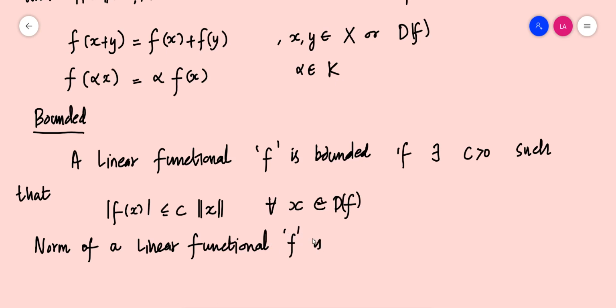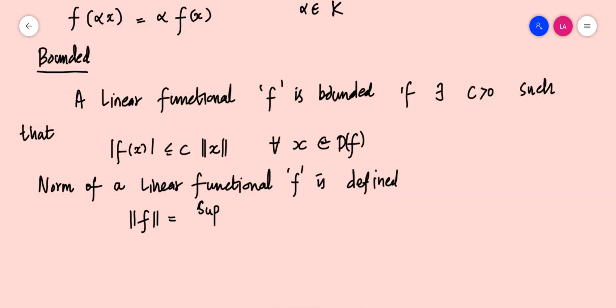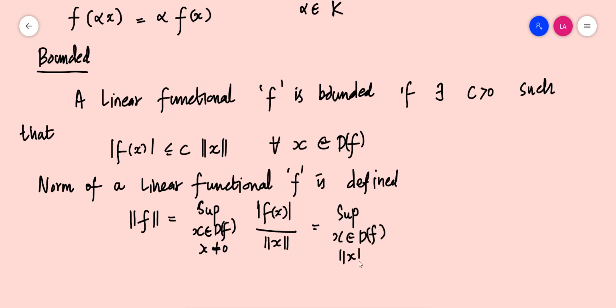The norm of F is defined as, which is denoted as norm f, which is equal to the supremum over x element of D(f), x not equal to 0, of modulus of f of x divided by norm x, or the supremum over x element of D(f) with norm x equal to 1, of modulus of f of x.